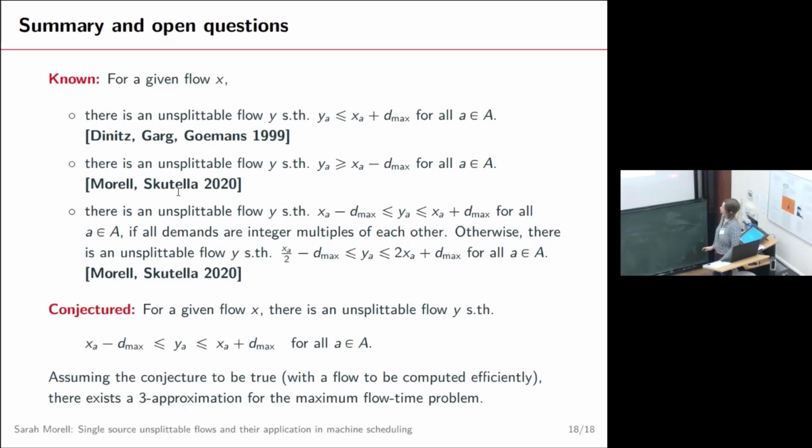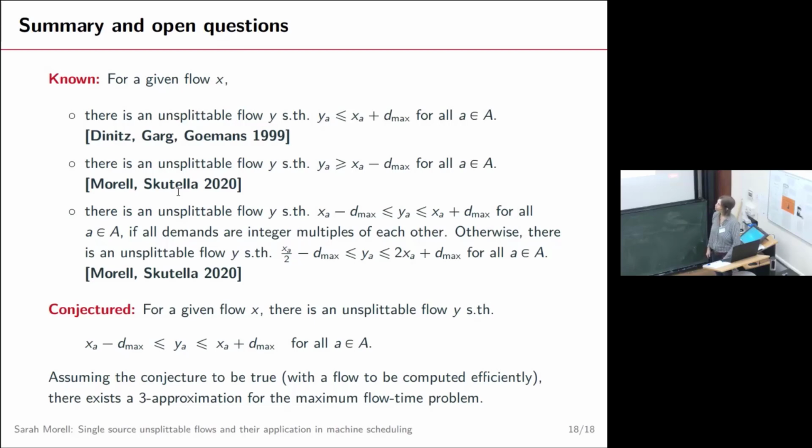So just to summarize what we have so far, because now that you know where we're going here, it might be interesting to have a look at the known results. So the upper bounds are proved in a clean manner. We have an algorithm for that. So if we want to, for a given flow, find an unsplittable flow only satisfying the upper bounds, then it's all fine. A result of Dinitz, Garg, and Goemans from 1999.